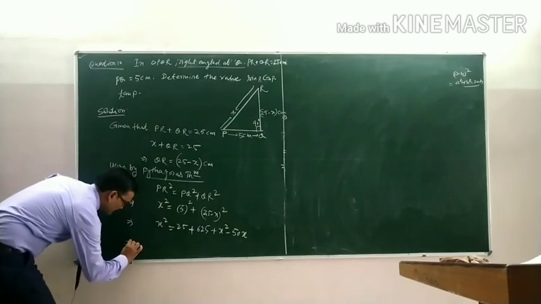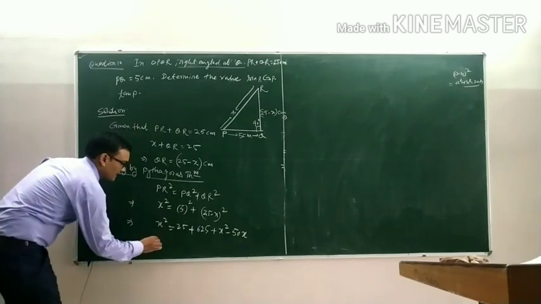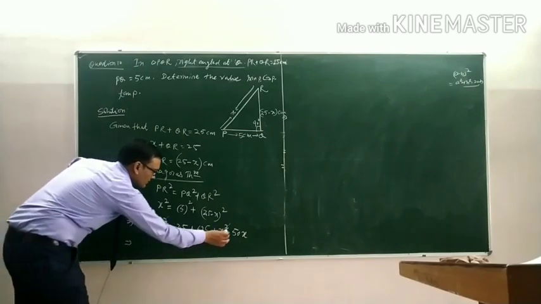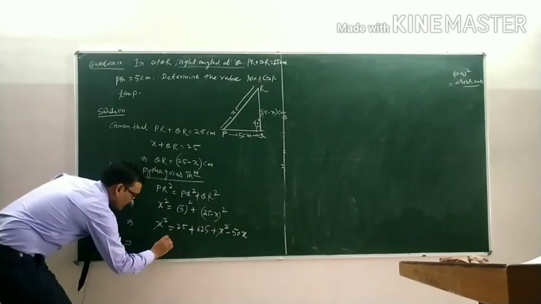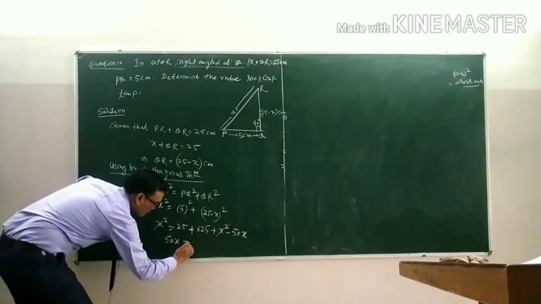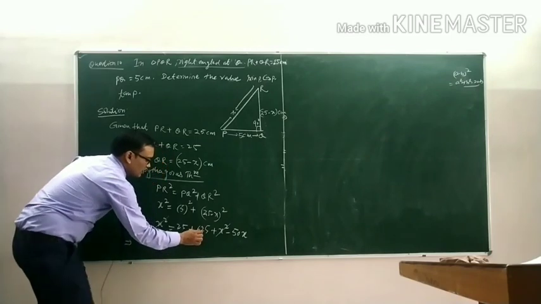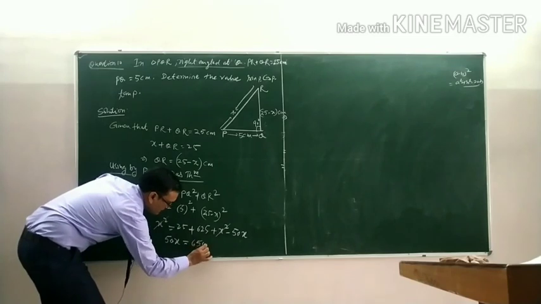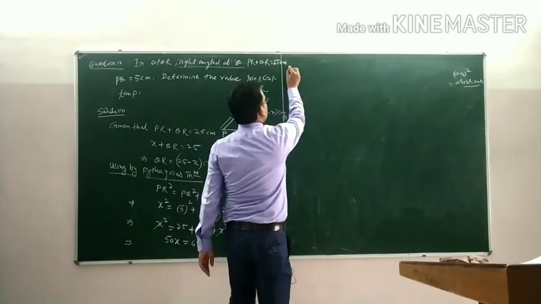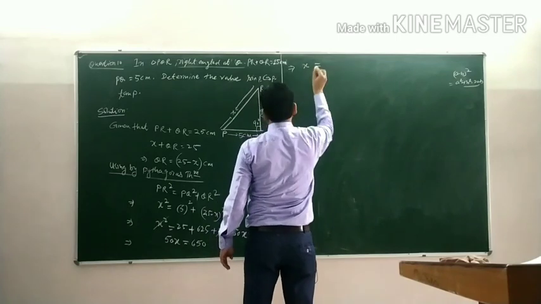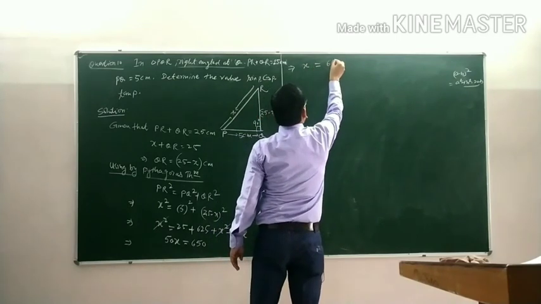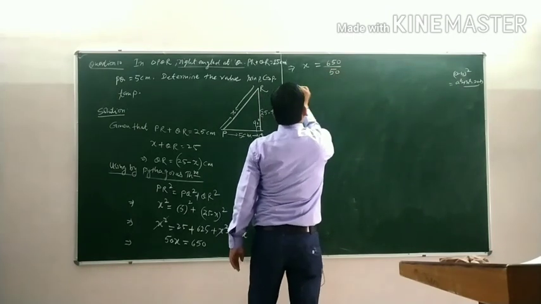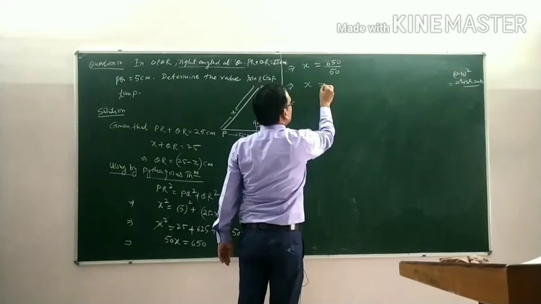This implies that x square will be cancelled and we change sides: 50x is equal to 625 plus 25, which is 650. This implies that x is equal to 650 upon 50.